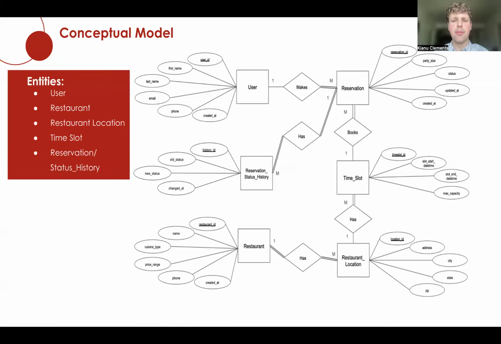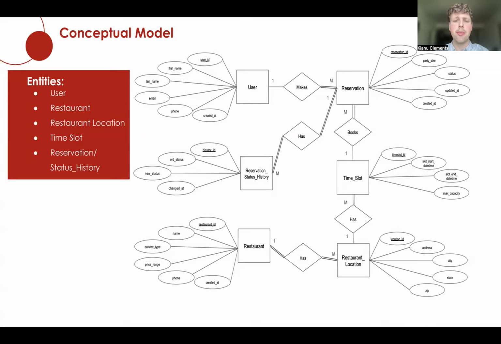Since many restaurants have multiple locations, we separated location information into the restaurant location entity. This helps to allow one restaurant to have multiple physical locations, each with its own address, city, state, and zip code. The time slot entity represents the reservation availability windows.